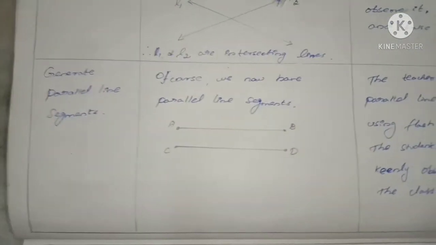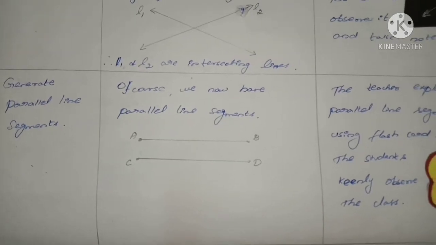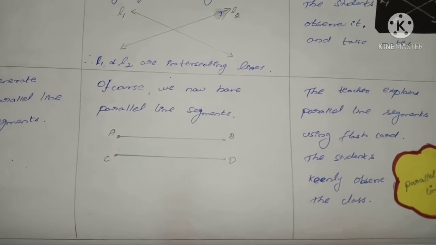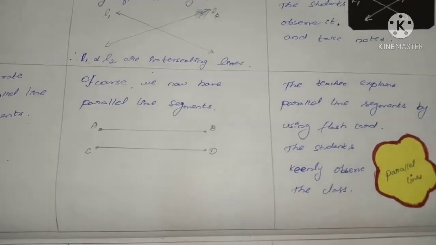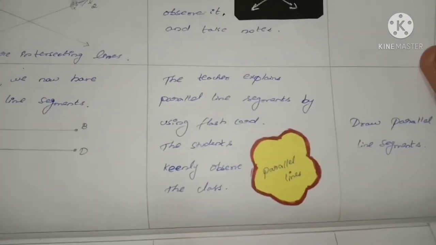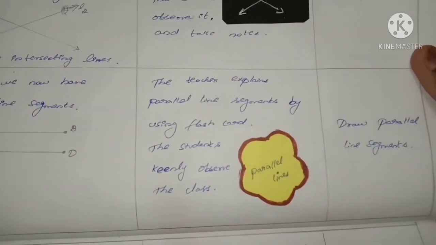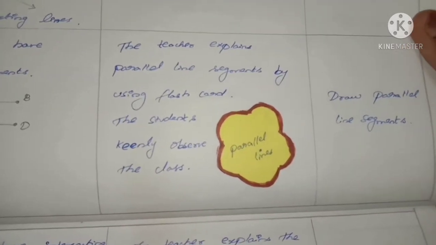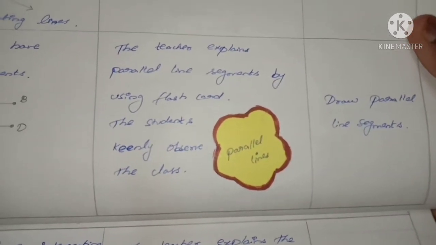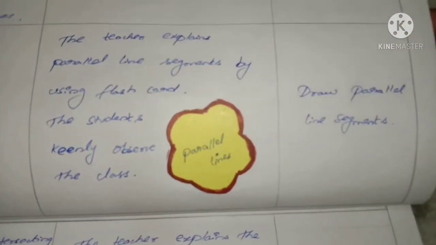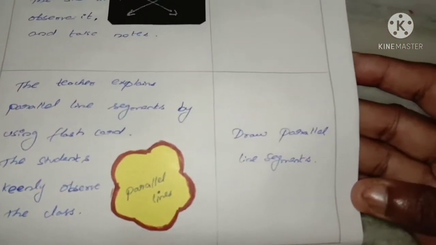In the next row, describe parallel line segments. We now have parallel line segments. Then draw the parallel line segments figure. In the next box, the teacher explains parallel line segments by using flashcard. The students keenly observe the class. You have to paste the flashcard miniature. Inside write parallel lines. Next one is draw parallel line segments.